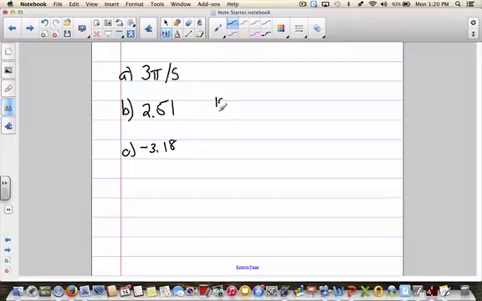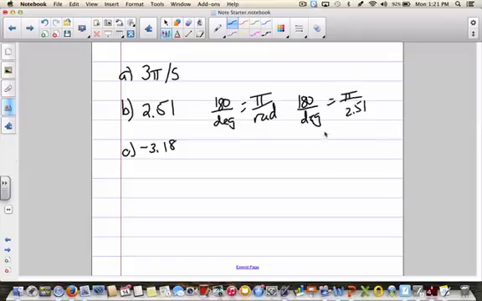So this one, it was 180 over degrees equals pi over radian. So that's going to go with the radian. So I'm going to have 180 over degrees equals pi over 2.51. So when I cross multiply this, I get pi degrees is equal to 180 times 2.51, which gives me 451.8.